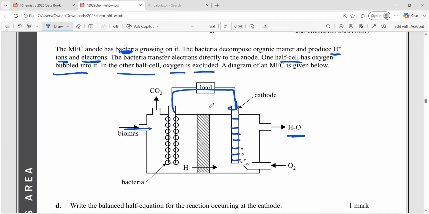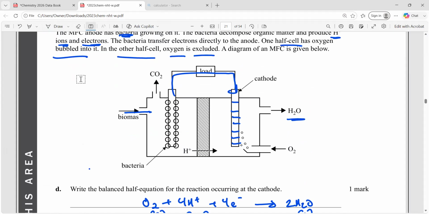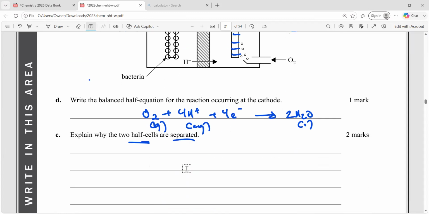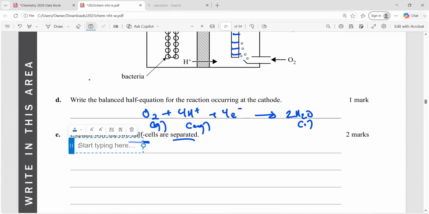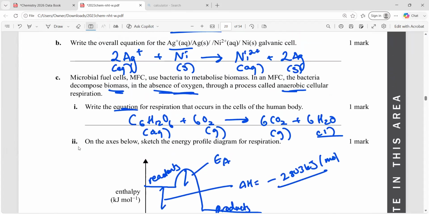So as I was saying before, the main reason is that the function of the cell requires the anode to not have any oxygen in it. If we didn't separate the half cells, then the biomass would start aerobically fermenting, which would not produce our H plus ions and electrons. So the functionality of the fuel cell relies on the biomass being anaerobically fermented or broken down. What are they saying?